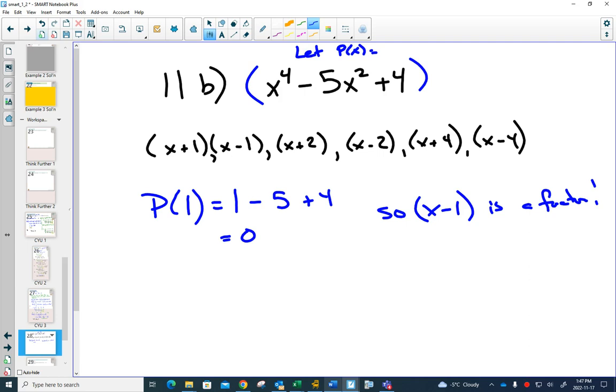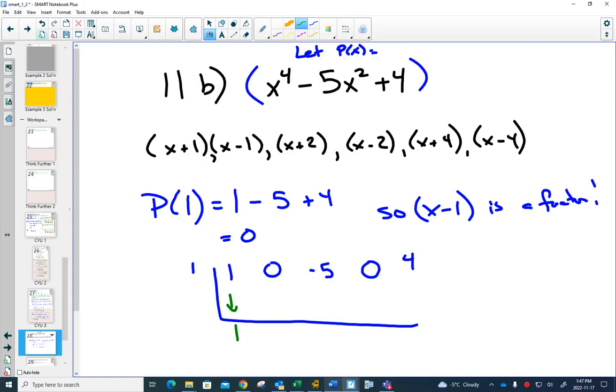And if I write out the long division, this is a good one for long division because you would have a 1 here. We have no x cubed, so you have to put a 0. Then we have negative 5x squared, but we have no x's, so we have to put a 0. And then a 4. Dividing by x minus 1 would put a 1 out there. Bring down the 1. 1, add, multiply, add, multiply, add, multiply. And sure enough, we get our remainder of 0.